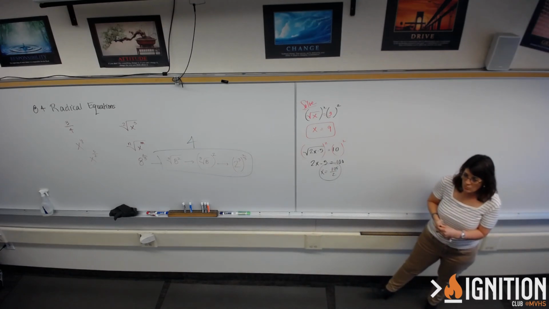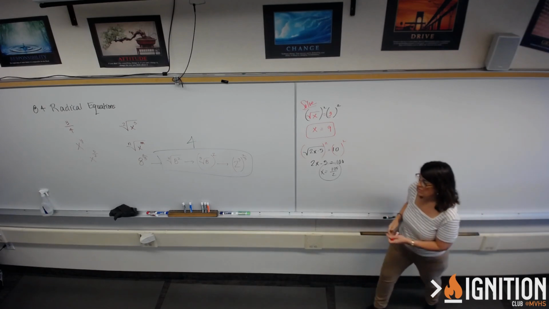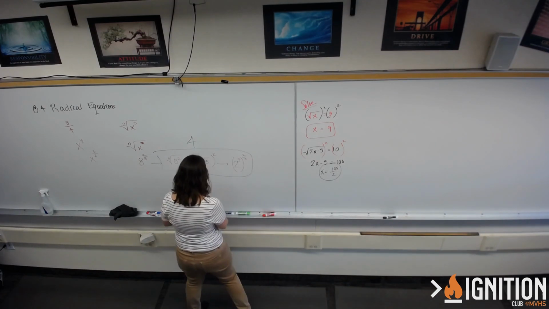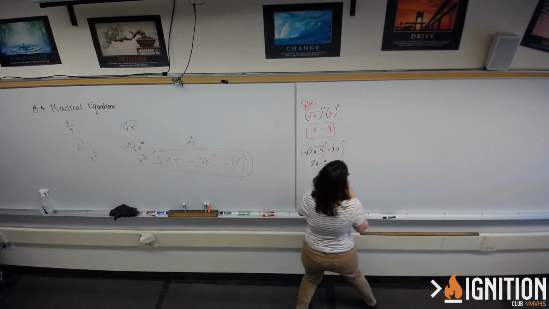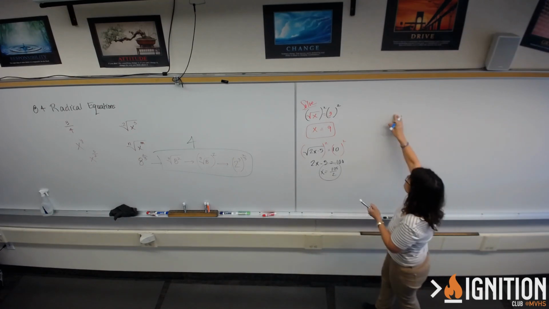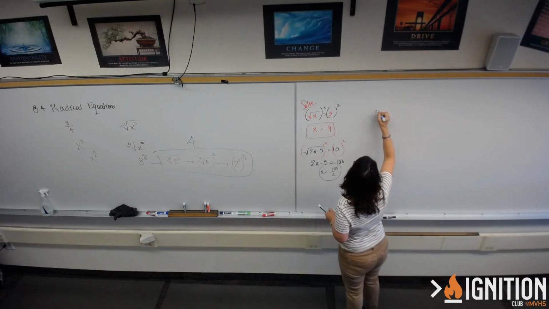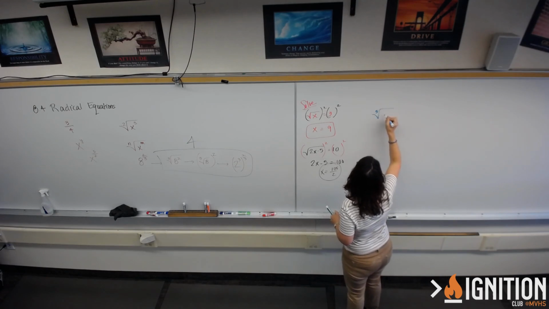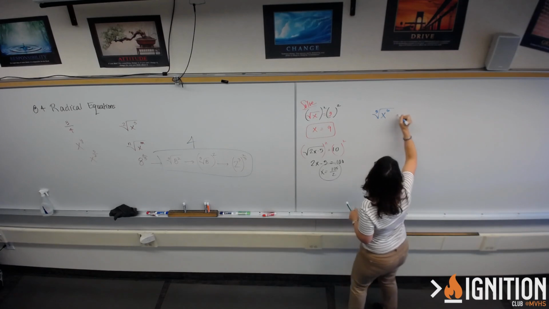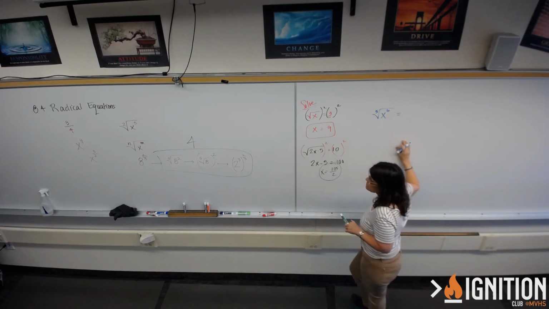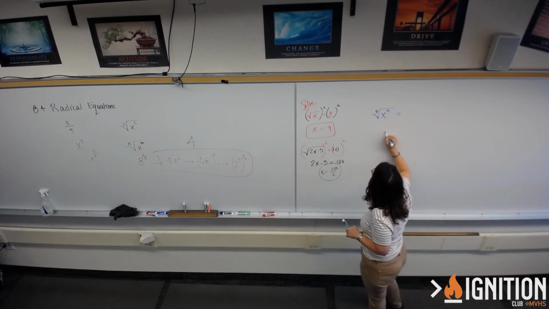Okay, square root is a radical, but not all radicals are square roots. Sometimes the radicals are, as we saw earlier, cube roots or fifth roots or whatever. So what if I give you the fifth root of x to the 6th equals 0.